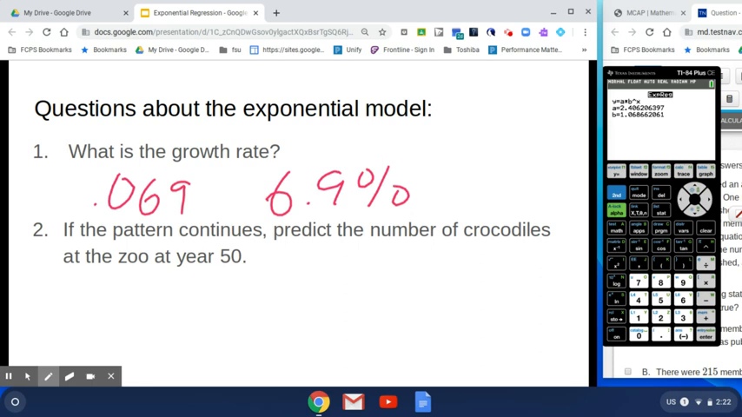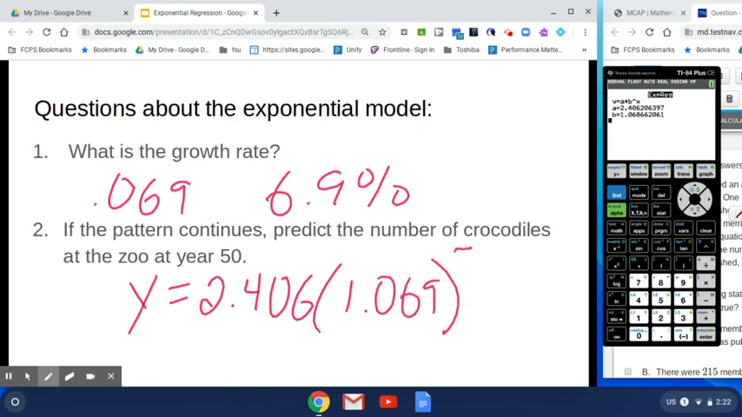The second question, if the pattern continues, predict the number of crocodiles at the zoo at year 50. So what we're going to do is take our equation, y equals 2.406 times 1.069, and we're going to raise that to the 50th power. So we're putting 50 in for x. If we calculate that, we have 1.069 to the 50th power.